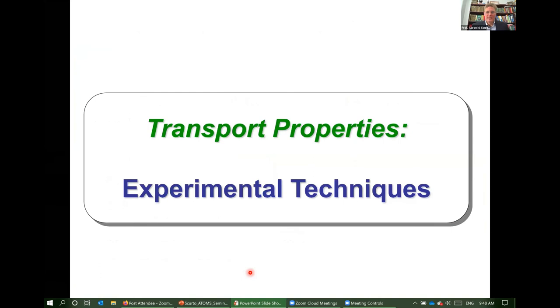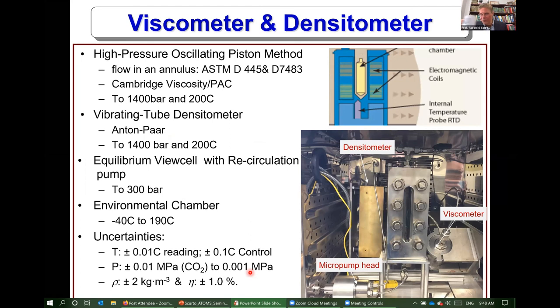So just to go over quickly some of the experimental techniques that we use for getting the transport properties of ionic liquids and compressed gases under these more elevated conditions. So we have this high pressure viscometer. It's a Cambridge Viscosity model, and it operates on the principle of an oscillating piston, where a magnetic field controls a magnetic but corrosion resistant piston that moves back and forth in the fluid. So basically you have a flow in an annulus. And from the time it takes for cycles compared to the power input of the electric coils, you can determine the dynamic viscosity of the fluid.